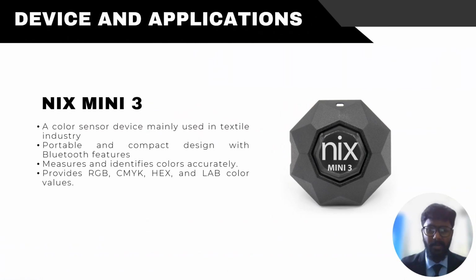Let me give you a brief explanation about what is the NIX color sensor. In this case, for my research, I am using the NIX Mini 3, which is a color sensor device mainly used in the textile industry, with a portable and compact design and Bluetooth features, and it measures and identifies colors accurately. It can provide color codes such as RGB, CMYK, hex, and LAB color values.